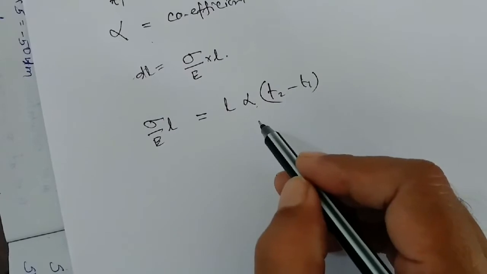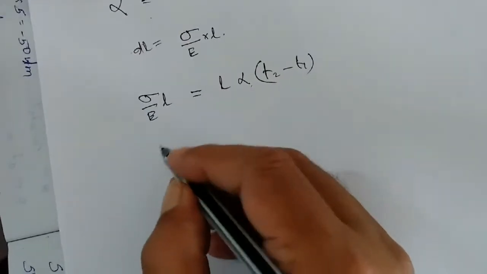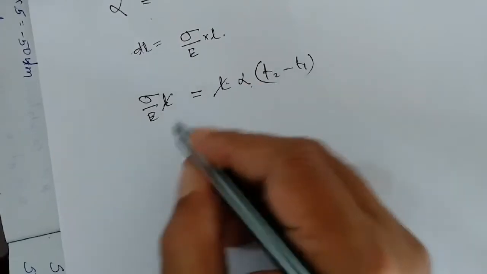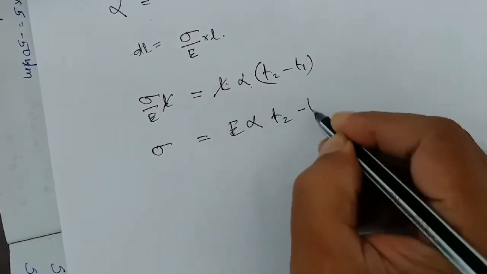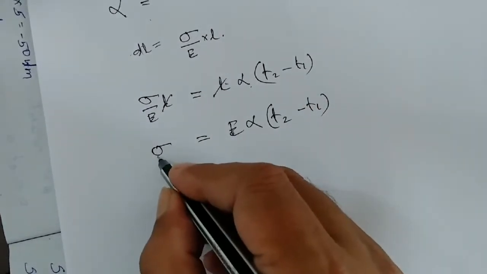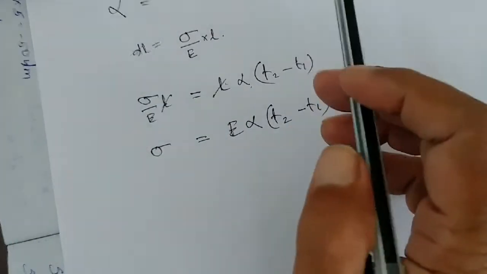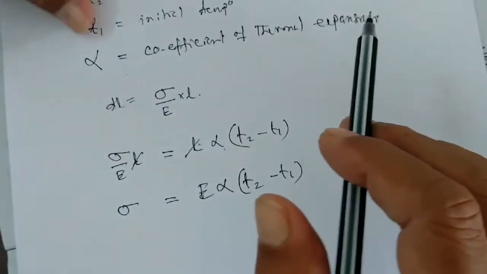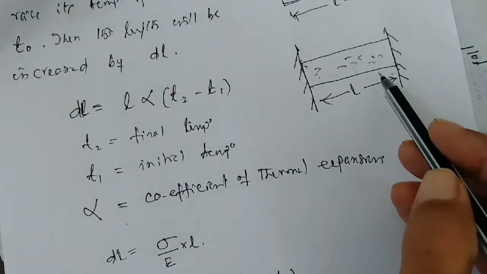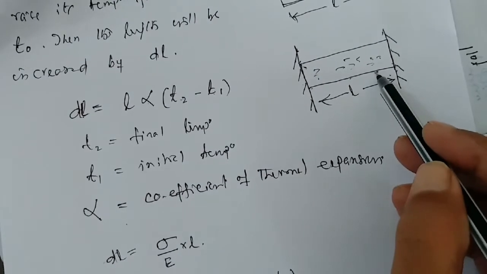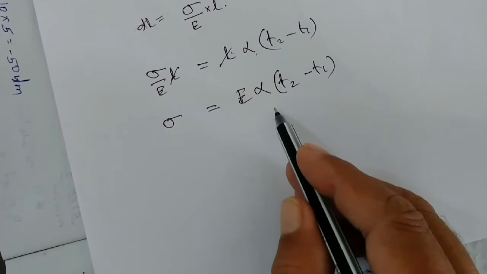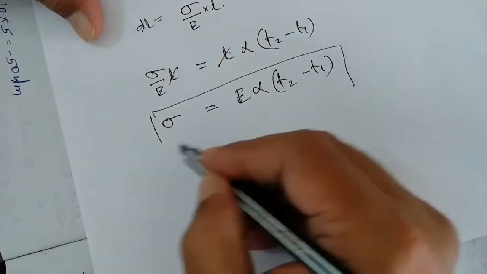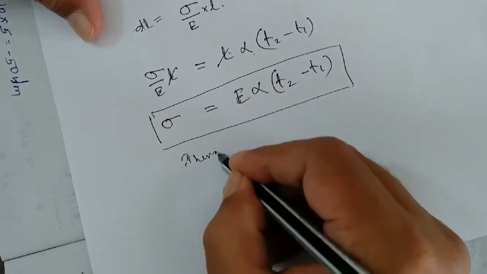So these two are equal, and what happens? The stress is developed. So L cancels, and stress is equal to E alpha (T2 minus T1). This is called stress. Now this stress has been induced in the member only due to rise in temperature. If the body is simply kept within the two walls, there will be no stress. If you keep the member within the wall and then raise the temperature, stress starts inducing within the body, and this stress is found out like this. And this stress is called thermal stress.